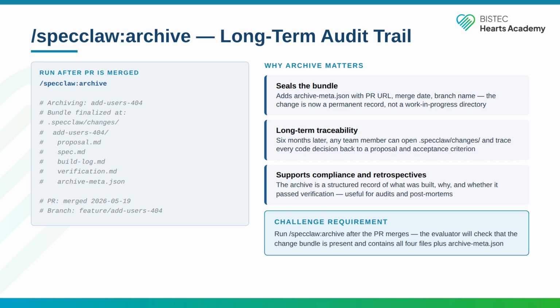This kind of structured record is also useful for compliance and retrospectives. An audit asking, "Why did this code change, and was it verified?" has a complete, machine-readable answer in the .speclaw directory. The challenge requires running /SpecClaw archive after the PR merges. The evaluator will verify that the change bundle is present and contains all 4 files plus the archive-meta.json.